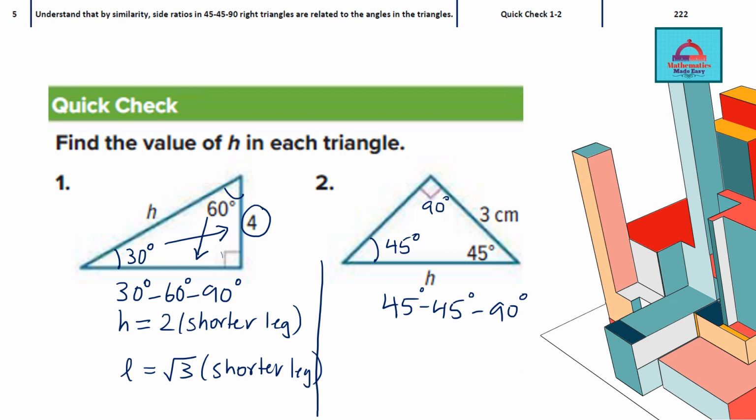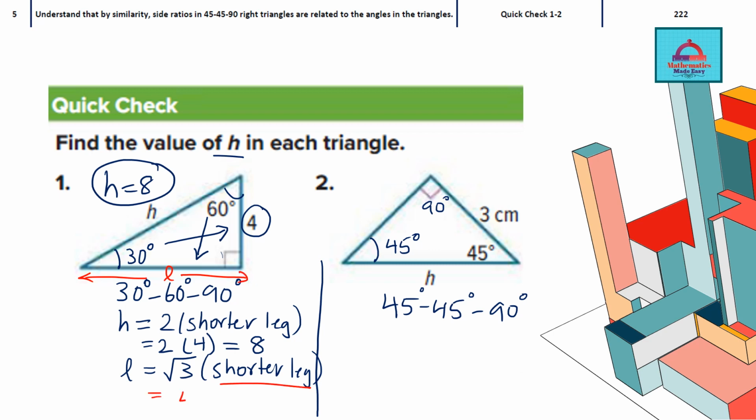So let's find the value of h. So 2 times shorter leg. Shorter leg is 4, so 2 multiplied with 4 is 8. So here the value of h is 8. That's all you had to find, the value of h. But we are going to go a step further and find L also. I hope you're able to see this side is L. Let me change the color and show you. So this is the longer leg. Shorter leg is 4, so 4 square root 3 is the longer leg.